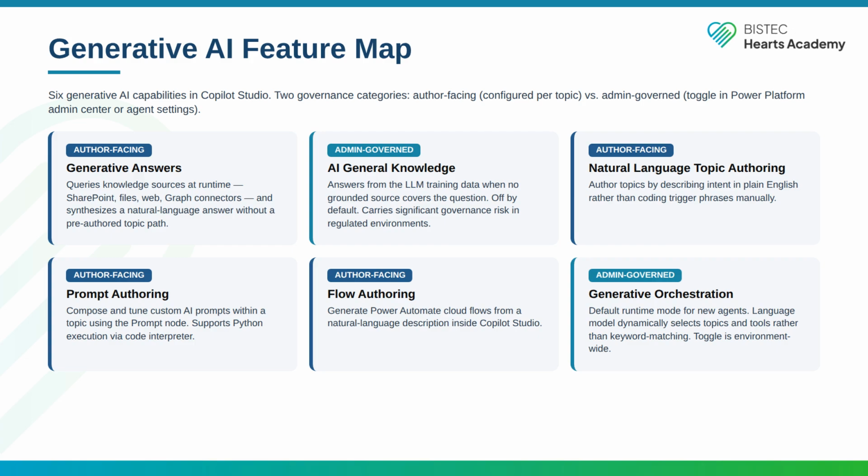AI general knowledge allows the agent to answer from the underlying LLM's training data when no grounded source covers the question. Off by default. It carries significant governance risk in regulated environments because responses are ungrounded, not from your organization's documents. Unlike the orchestration toggle, this setting is per agent only. There is no environment-wide disable. You cannot audit it from one screen. You must check each agent.